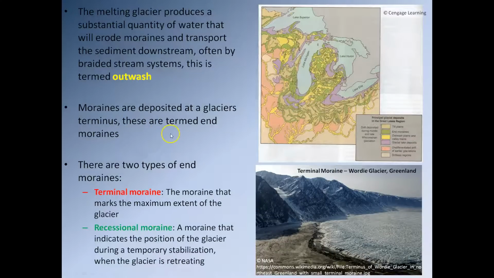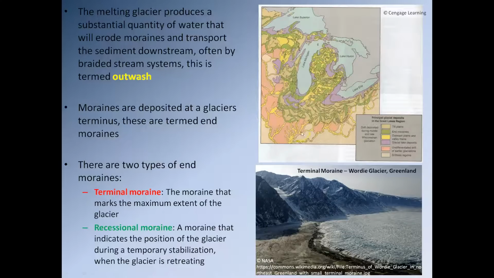Moraines are arguably very important when it comes to discussing glaciers. Moraines are deposited at the glacier's termination, its terminus. These are often referred to as terminal moraines. The moraine that forms at the maximum extent of a glacier is the terminal moraine. That's the moraine that forms furthest out.